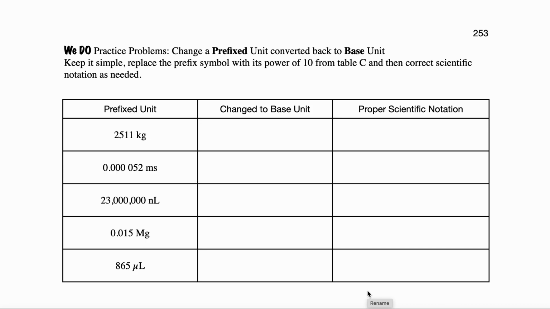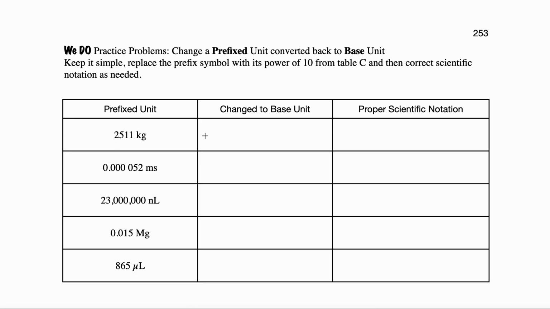So the first thing that we're going to do is to go from a measurement that is measured in a unit that has a base and a prefix, and then just change it back to the base unit. No prefix symbol present.